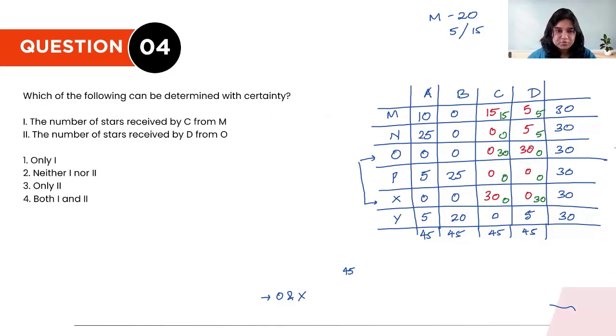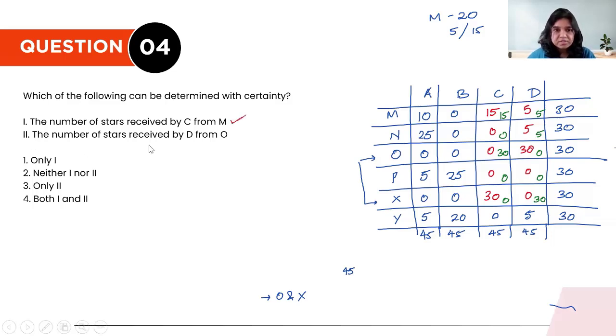And the last question of the set, which of the following can be determined with certainty? The number of stars received by C from M. Is it definite that C has received 15? Yes, in both the cases. In all possible cases, C will have received 15 stars only. So the first one can be definitely determined.